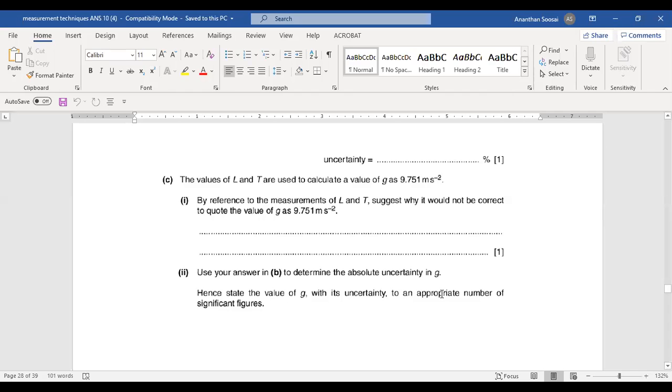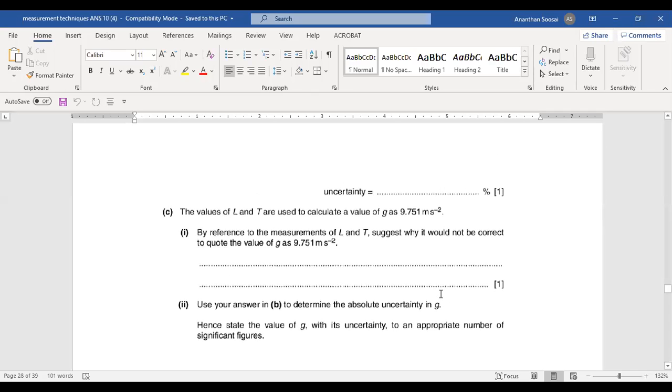So how many decimal places does the error you get have? That you have to check. How much is the error? It depends on the answer here. What is the gravity percentage uncertainty? Anyone? 4.19. Okay, let me go to the paper.